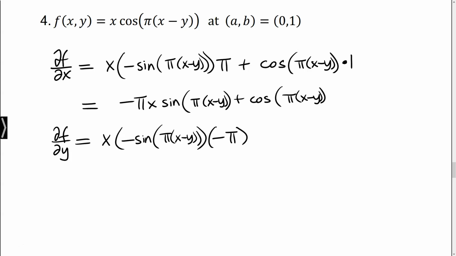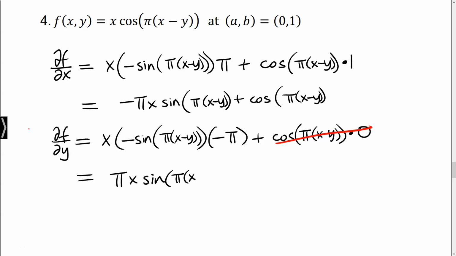I could have just said it's x times the derivative of the cosine, but if I continue with the product rule here like I did above, I'd get plus the second derivative of the first, but the derivative of x with respect to y is 0. So it would have been better if I just remembered from the beginning that this x is a constant with respect to y. Then I would have just gotten the first term. So let's clean this up. And since there's 2 minus signs, I'm going to get positive pi x sine of pi x minus y.